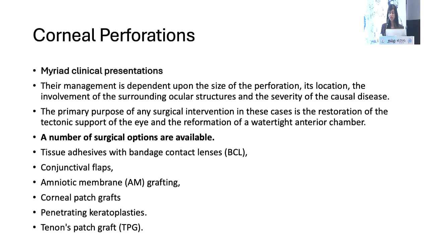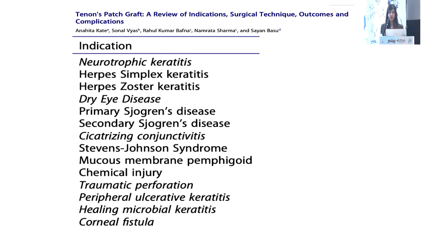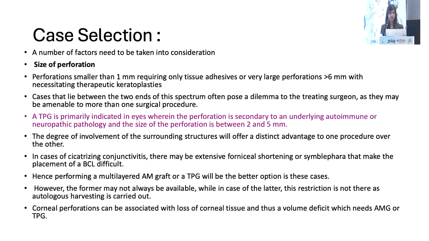Now, where does Tenon's patch graft fit into all of this? The goal, of course, is to have a watertight chamber, and these are the indications for a Tenon's patch graft. Wherever you have any neurotrophic ulcers, herpetic ulcers, or immune-mediated diseases like OCP, Stevens-Johnson's, all of these are the indications where Tenon's graft is going to play a role. If there's an active infective component, usually there is no role for Tenon's graft. I'm just saying usually because I'm going to show a case where we have used it in infections also. But typically I would say the most indications would be for immune cases.